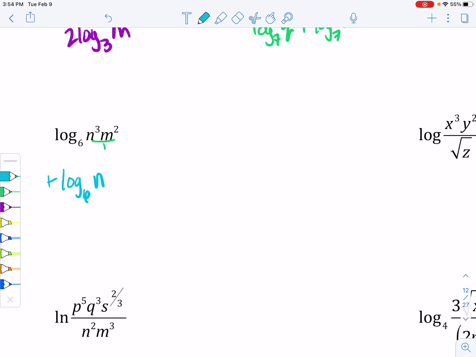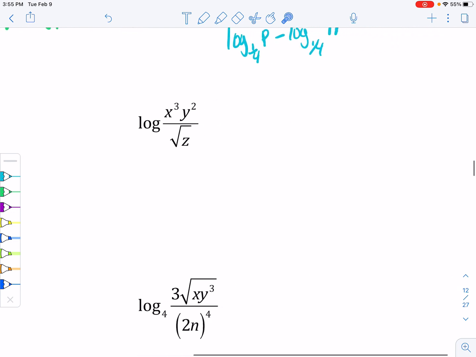And then because the power is 3, that gets moved out in front of the log. And then since the m is in the numerator, it would be a positive in front of log base 6 of m, and then the power gets put in front of the log to be multiplied. Okay. And then you don't actually need this positive sign that you have out in front. You do need the 3. You need the positive one here to show that they're being added.